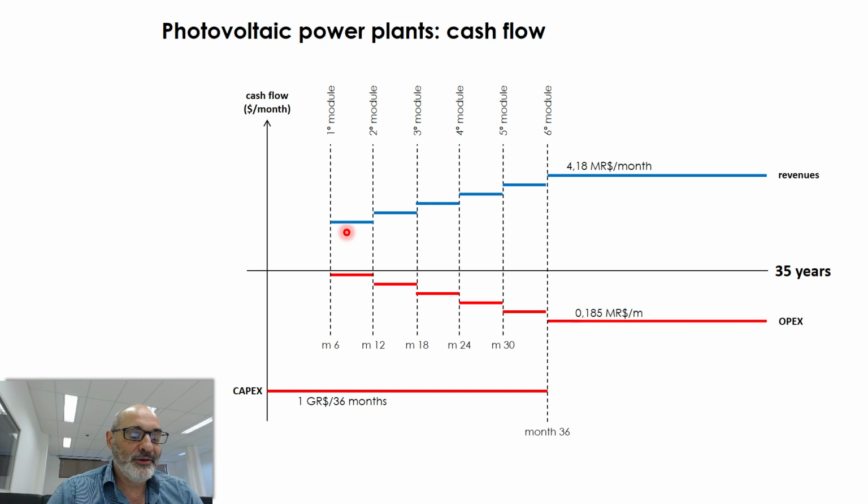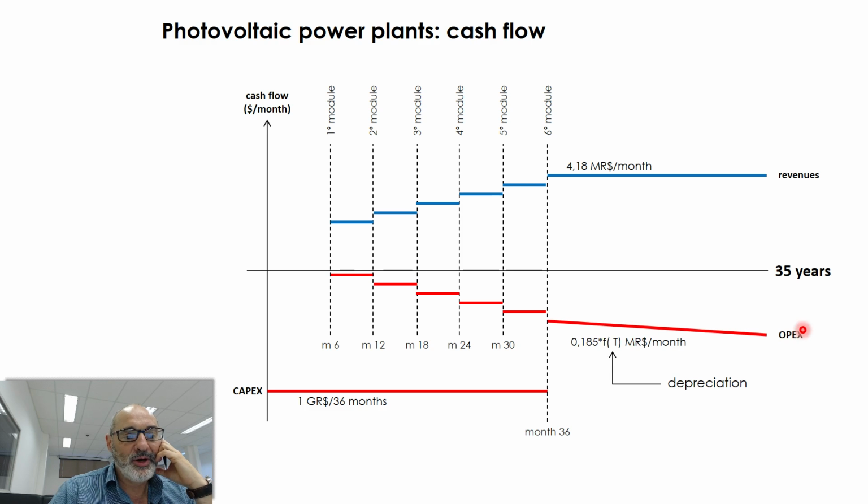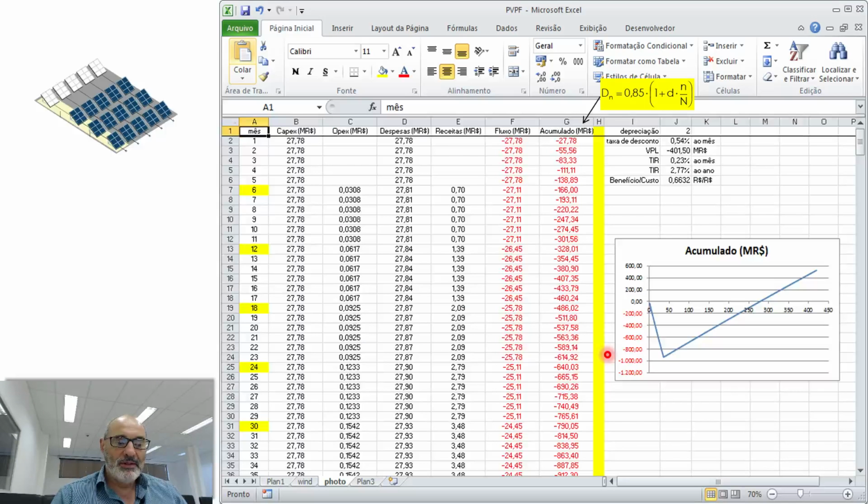Remember, this effort is to try to anticipate the payback. So the first module is commissioned in 6 months, 12 months, 18, 24, 30, 36. So we start having revenues after 6 months, and we also have the expenses corresponding to the operation costs. The same story. The depreciation will be taken into account through a specific arbitrated function, actually.